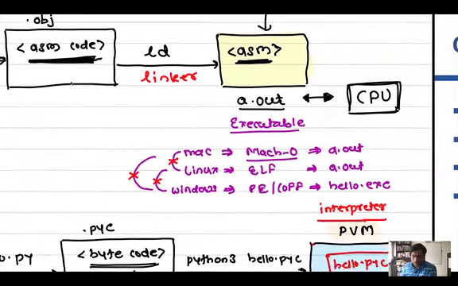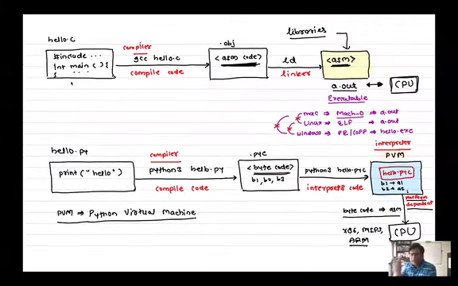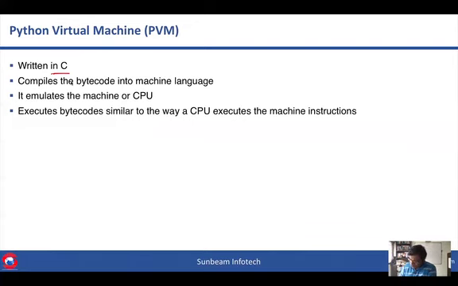So this is the C code, which is the language used for writing the PVM, and that's the reason this is platform dependent. So it compiles your bytecode into the assembly code or the machine level language. Machine level language is nothing but your assembly code. It emulates the machine or CPU. In a sense, your Python code is not going to get converted directly to assembly. The Python code gets converted into something like a bytecode. That bytecode is what is getting converted into assembly by using the PVM.